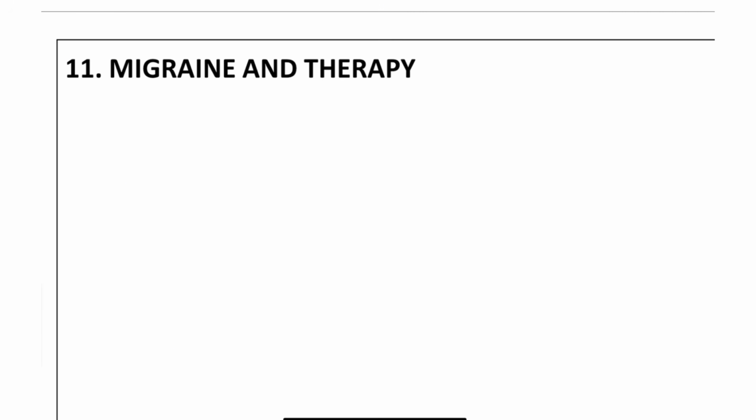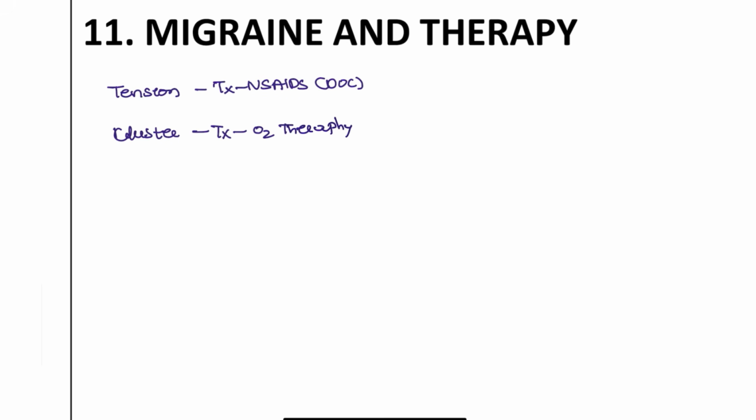Next, moving on to migraine therapy. Before the migraine therapy, you have to take note of the other conditions also. For tension headache and cluster headache, what is the treatment? For tension headache, the treatment is NSAIDs. Naproxen is the first drug of choice. For cluster headache, the treatment is O2 therapy. High O2 therapy has to be given for this patient.